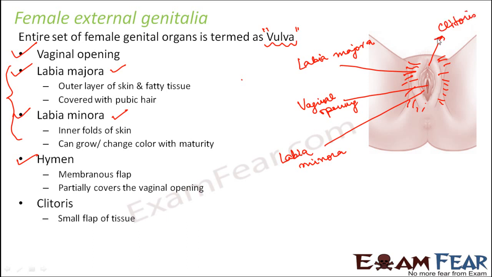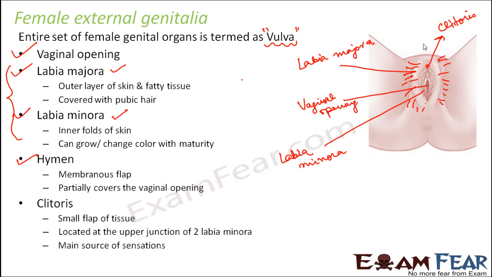So what is it? It is a small flap of tissue which is located at the upper junction of two labia majora. So these were the two labia majora. This is one and this is another one, and this is the point where they get joined. So this is the junction between two labia majora, and that junction is called clitoris.